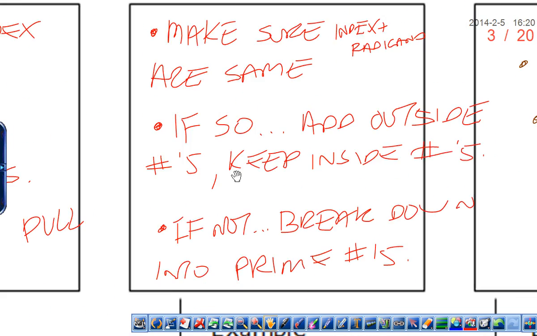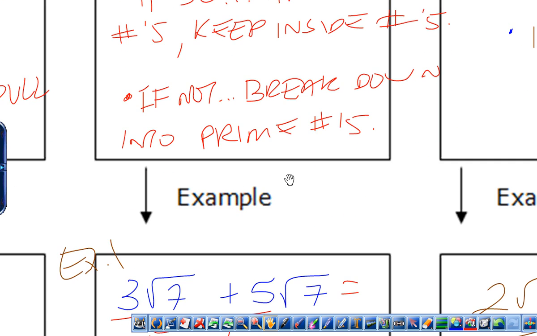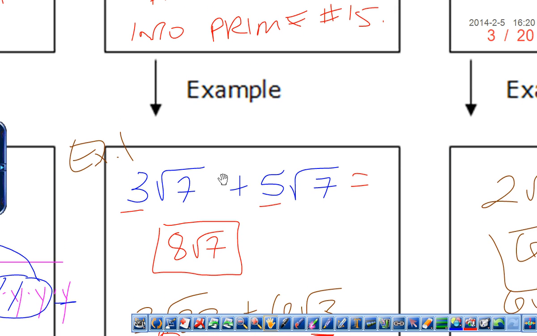Speaking of adding and subtracting, we first have to make sure that our index and radicand are the same. If they are, we add the outside numbers and keep the inside numbers. If they're not, we break it down into prime factors and hopefully make them the same. So: make sure index and radicand are the same, add outside numbers, keep inside numbers. That's the gist of it. In my 2 examples, if I have 3 root 7 and 5 root 7, those are the same, so all we do is add 3 and 5, and I get 8.